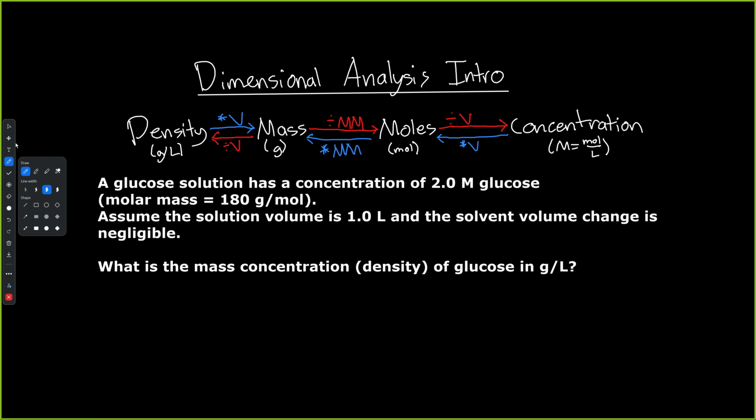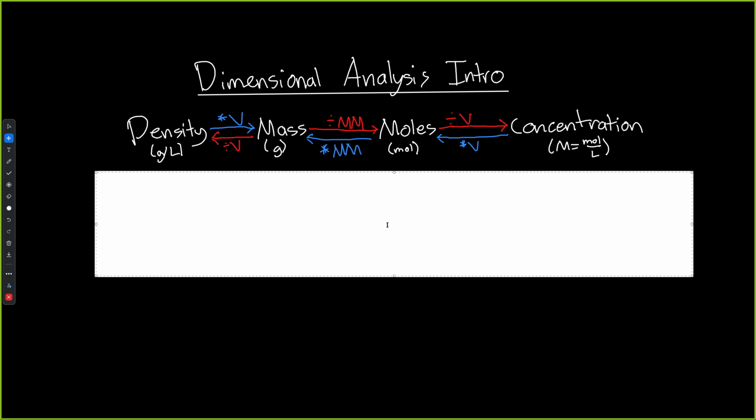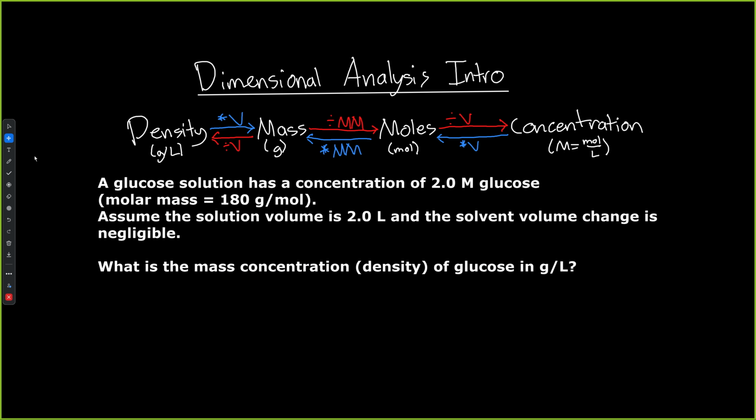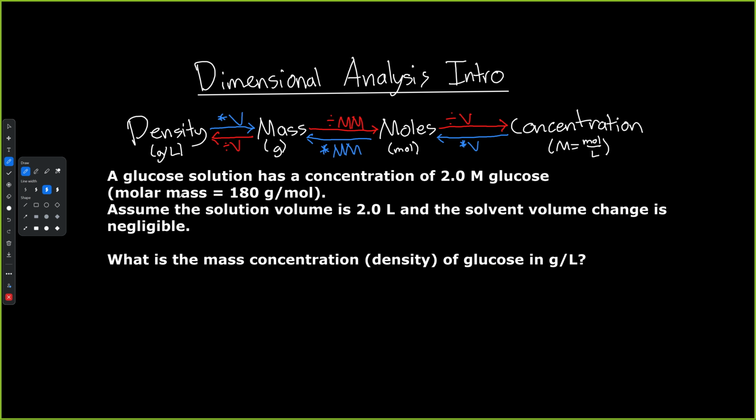Okay. I'm actually going to change this to make this slightly more difficult. We're going to do 2 liters of solution. Okay. So in this problem, just writing everything out. A glucose solution has a concentration of 2 molar, right? Okay, so this is where we're starting. We are starting over here.